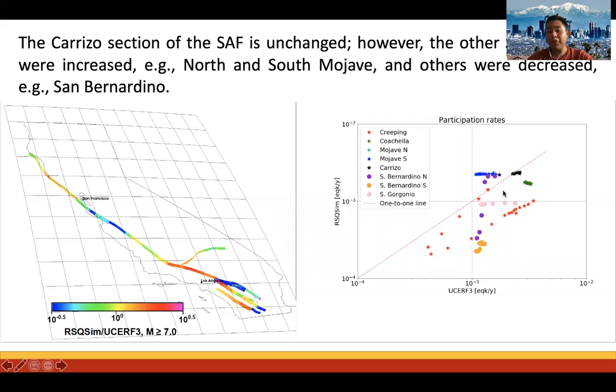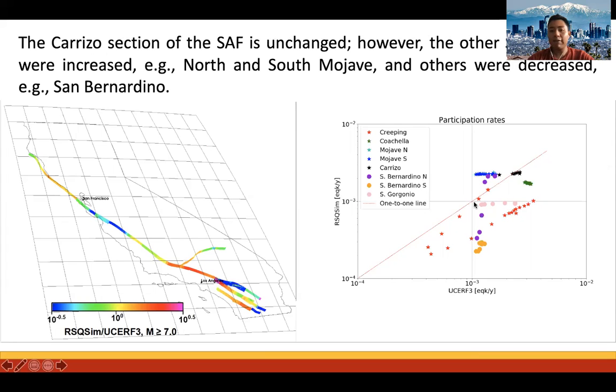However, we have other examples of changed posterior rates. For example, if we look at the pink circles here, those are for the San Gorgonio section of the San Andreas fault system, and those were decreased, meaning that RSQ-SIM doesn't allow for that many ruptures in that region. And that is just because RSQ-SIM doesn't allow ruptures propagating through the San Gorgonio node all the way down to the Coachella section. That region is colored in blue right here.